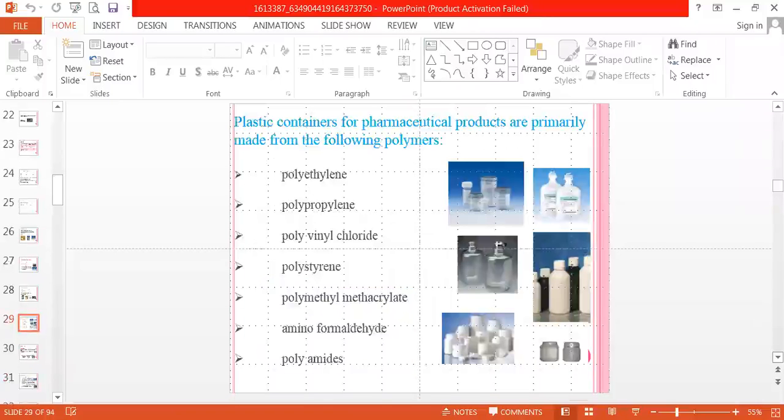Then these are the analogs or the derivatives of plastics. Generally, plastics are made up of polyethylene, polypropylene, polyvinyl chloride, polystyrene, polymethyl methacrylate, amino formaldehyde, and polyamides. So there are many derivatives available nowadays, and depending on our requirements, we take a particular type of plastic.